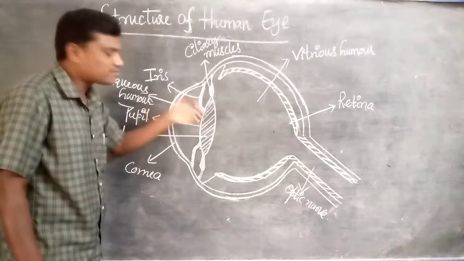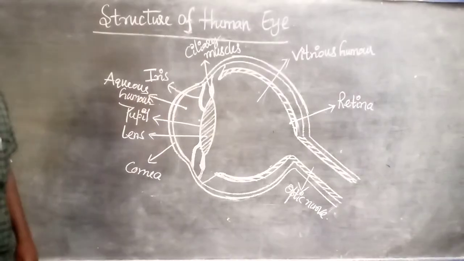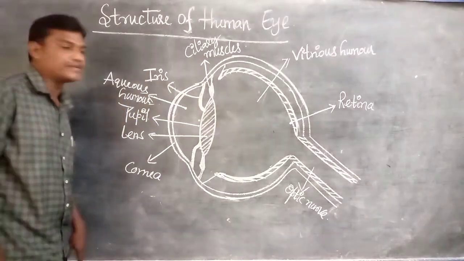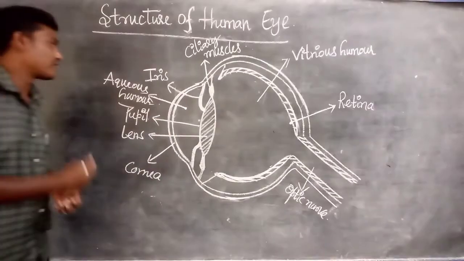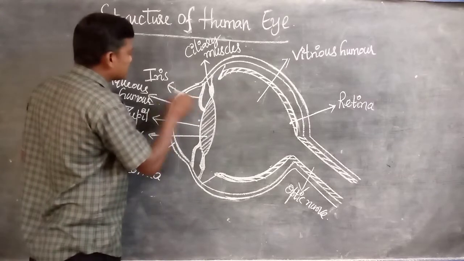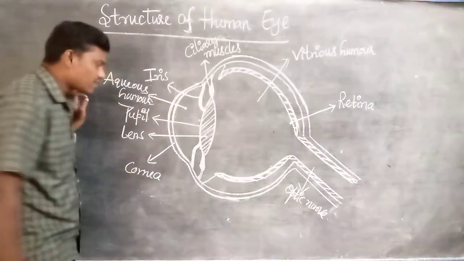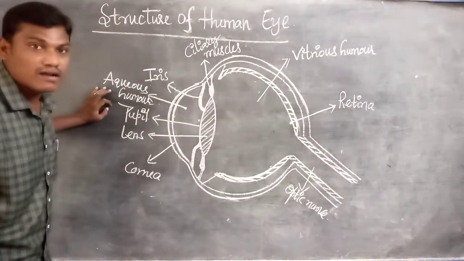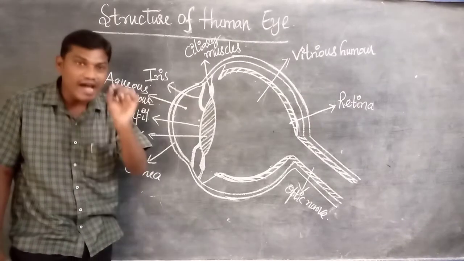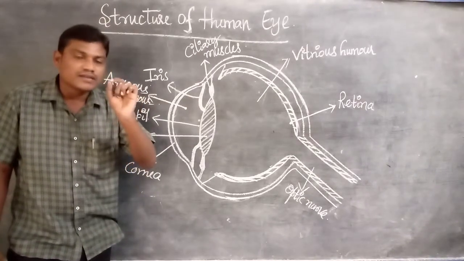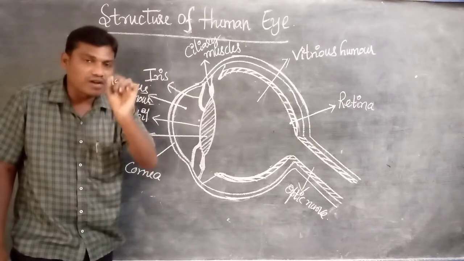It always keeps the eye lens or eyeball in wet mode only, and its refractive index is 1.35. Next one is the iris. The iris is a colored part in our eye. Listen very carefully, it is important. The iris is a colored part in our eye.